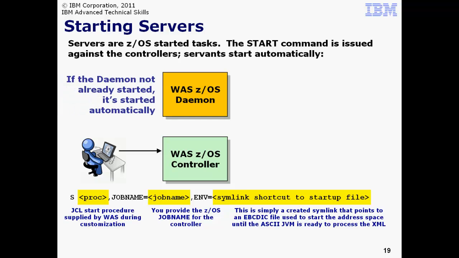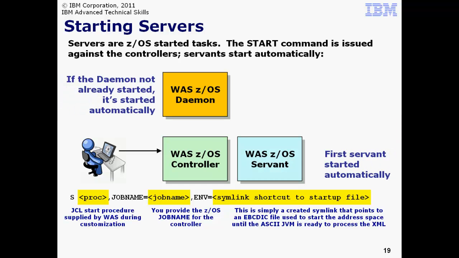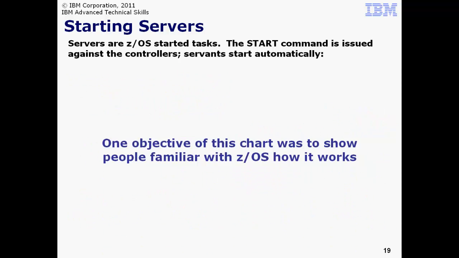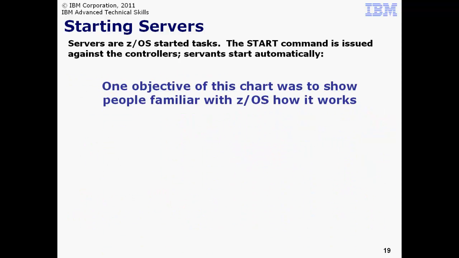The daemon, if not already started, will be started automatically. The first servant region will be automatically started. And any additional servant regions will be started as well, depending on how you configured the server. You may wonder why we showed that in this presentation. We had two reasons. First, we wanted to let those familiar with z/OS know that WAS z/OS is operated in a way that conforms to typical z/OS start and stop practices.